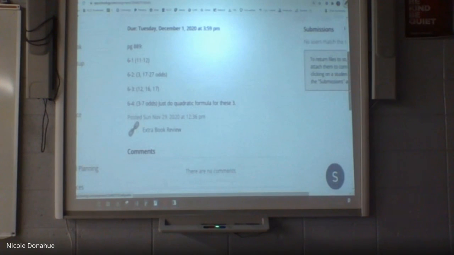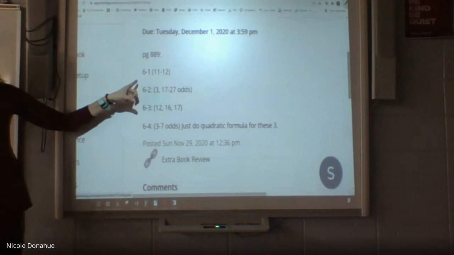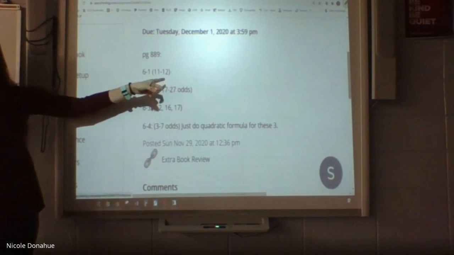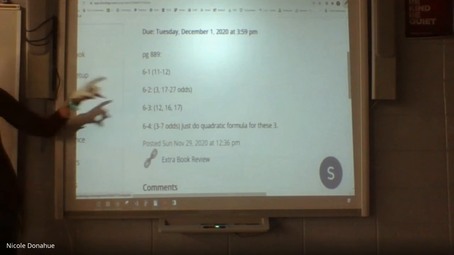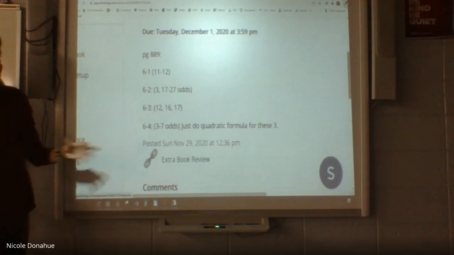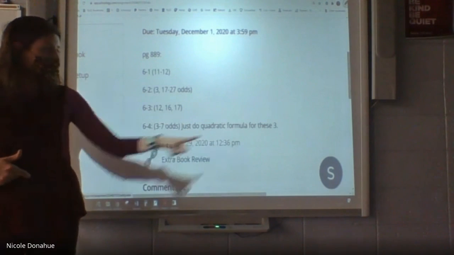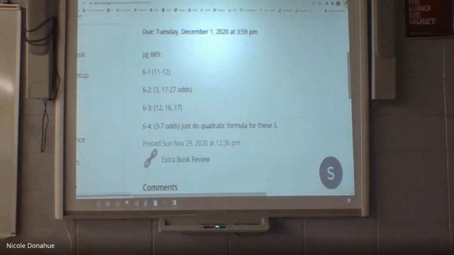Hey guys, real quick, the homework is listed here. It's page 889 and actually 890 as well. So if you guys remember in the back of the book, you have to go by the sections. So section 6.1, it's 11 and 12. There's like a little section for 6.1. 6.2, there's another little section of problems. And I have them listed there, 6.3, 6.4. Use the method they tell you to. So whatever method it is they're saying, use that method. The only thing is on 6.4, just do quadratic formula. So it's listed there for you guys. It's also online.